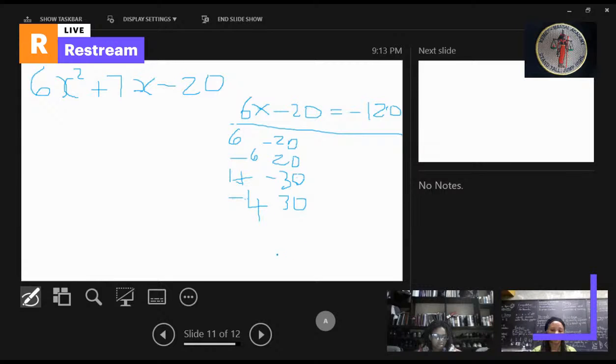Miss, negative 4 times negative 30. Yep, that will give a positive 120. Miss, we also have negative 3 times 40 and 40 times negative 3, negative 40 times 3. Yes, I think that's it.